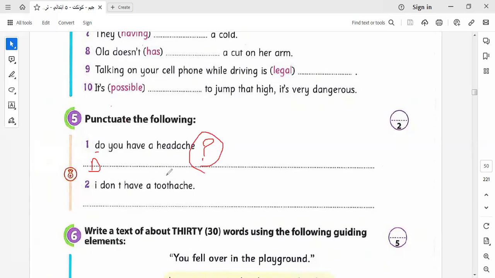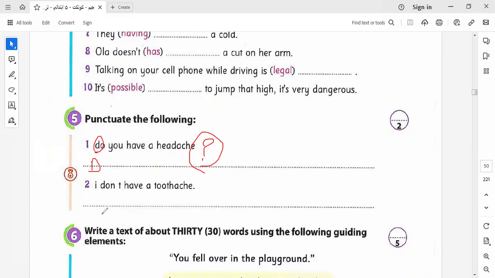Take care when you answer this question, because these 2 marks are in your pocket, so you must take them. Okay, if you take care when you answer the punctuation question, you can take the full mark. Also, if we have a question, we must put a question mark. If we have a wrong letter, it must be written in capital.